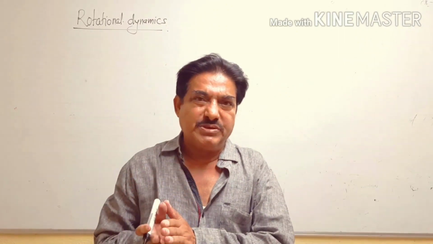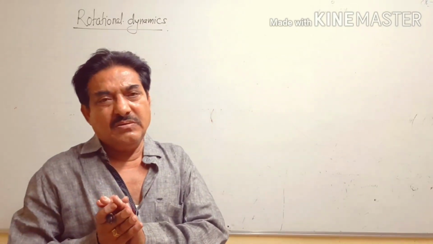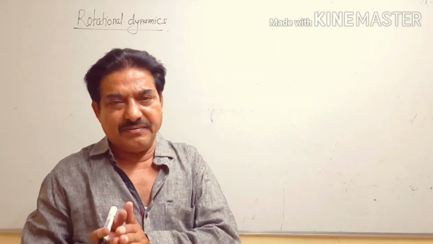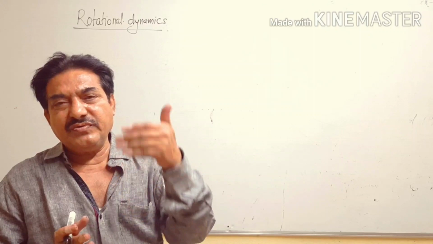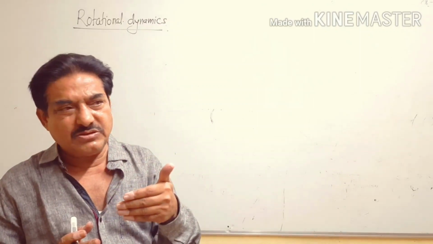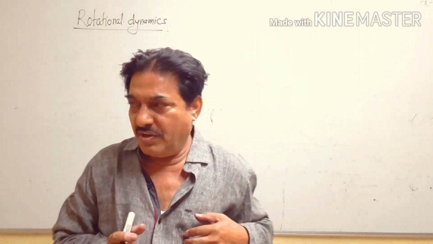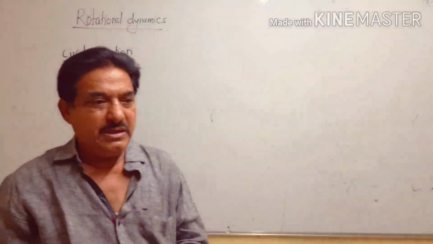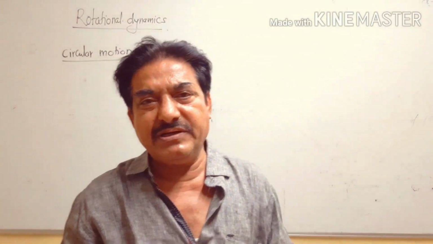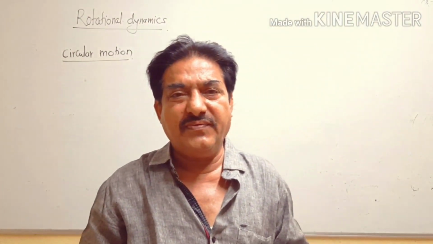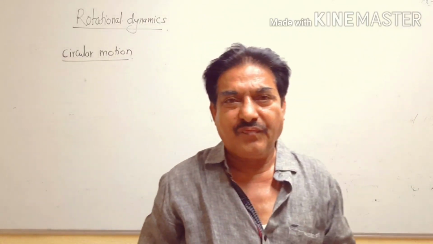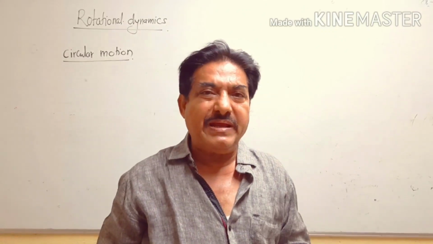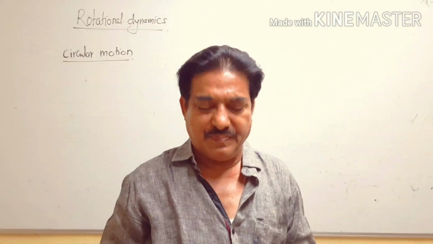This circular motion I have taught to you, but I will take a revision of it so as to proceed to the next part of this topic, that is rotational motion. So circular motion is the motion of a particle or body along the circumference of a circle. There are so many examples of circular motion.